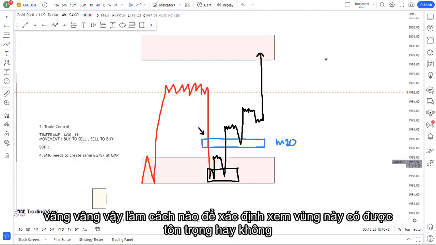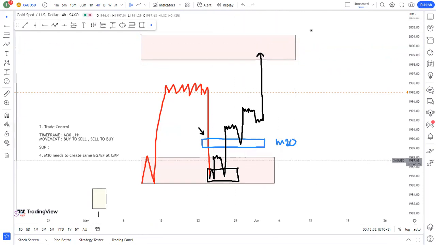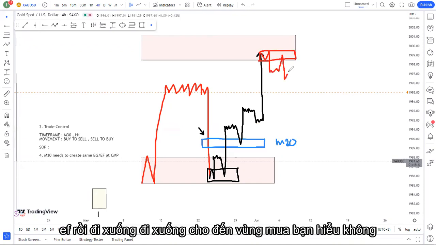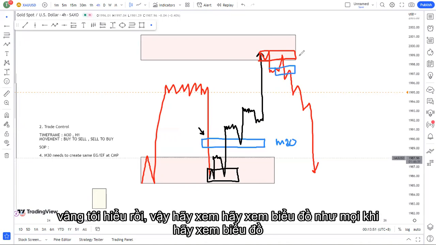Understand it? So how do we identify if this zone is going to be respected or not? By looking at the M30. Same thing: trade control, and EF, and then it went down until the buy zone. So do you understand it? Yeah, understood. Okay, so let's see in the chart.